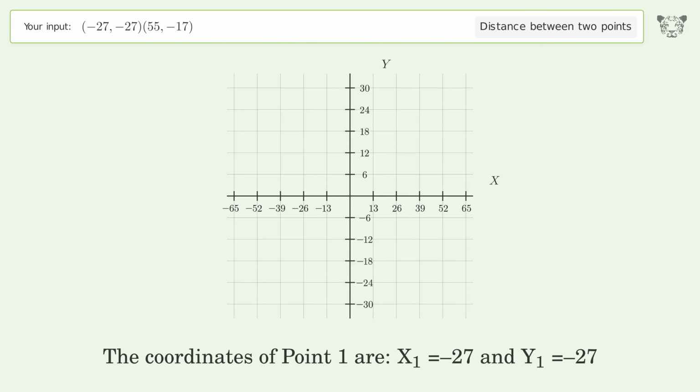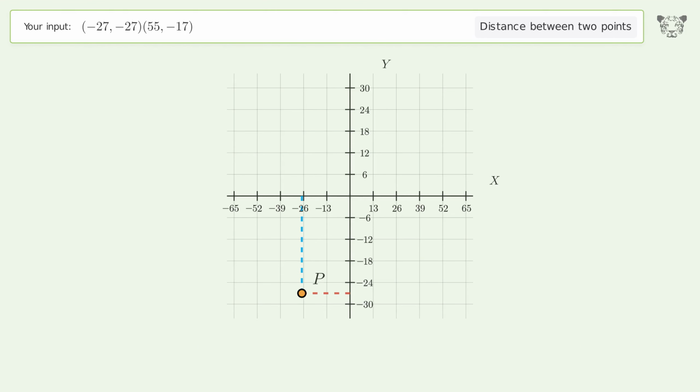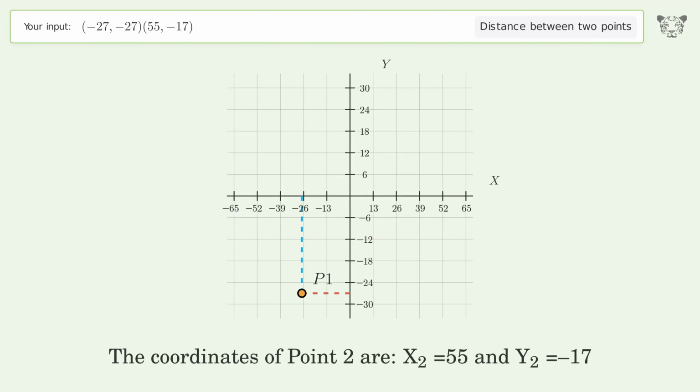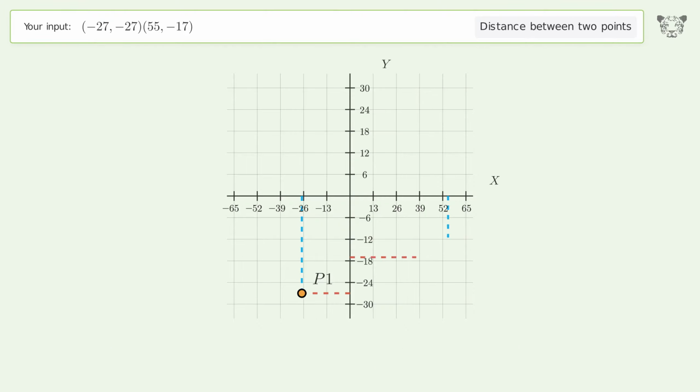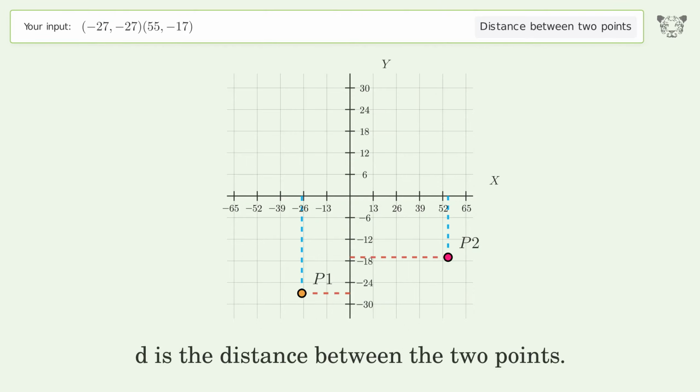The coordinates of point 1 are x1 equals -27 and y1 equals -27. The coordinates of point 2 are x2 equals 55 and y2 equals -17. D is the distance between the 2 points.